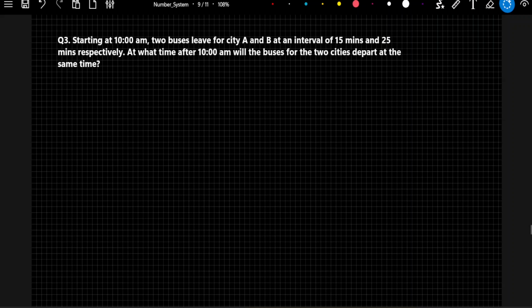So let me first tell you what the situation is like. If you look at the situation carefully, there are two cities for which the buses depart: city A and another city B. And the buses for the two cities depart at intervals of 15 minutes and 25 minutes. If I ask you when was the first time the buses for the two cities departed at the same time, you would say, sir, starting at 10 a.m. So it's understood that at 10 o'clock the buses for both these cities must have departed at the same time.